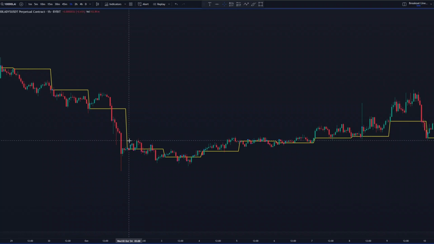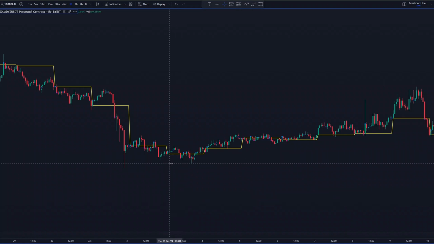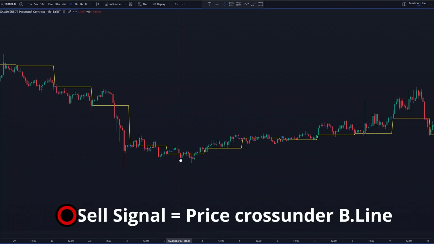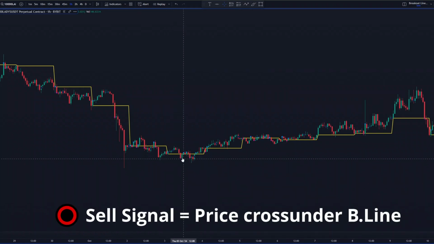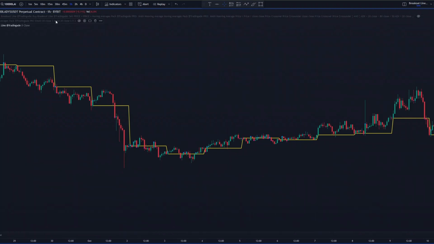The indicator generates a blue point, a buy signal, when the price crosses over the breakout line. Conversely, the indicator generates a sell signal whenever the price crosses under the breakout line. We will use these 2 signals as our main entry signal. Then we're gonna add 2 confirmations.